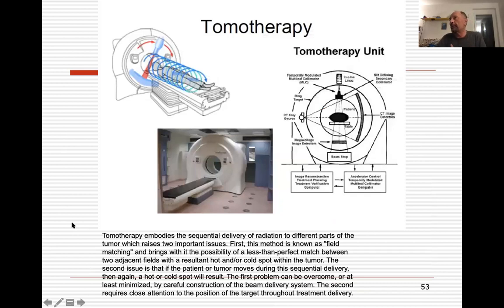However, if you want to treat lesions in the body, then you go to tomotherapy, where essentially you see it here. You have a rotation, you move the patient like in a CT scan, and you have a helical rotation because you move and you rotate. So you have a helical irradiation of the patient. This is called tomotherapy. It's a continuous helical irradiation.